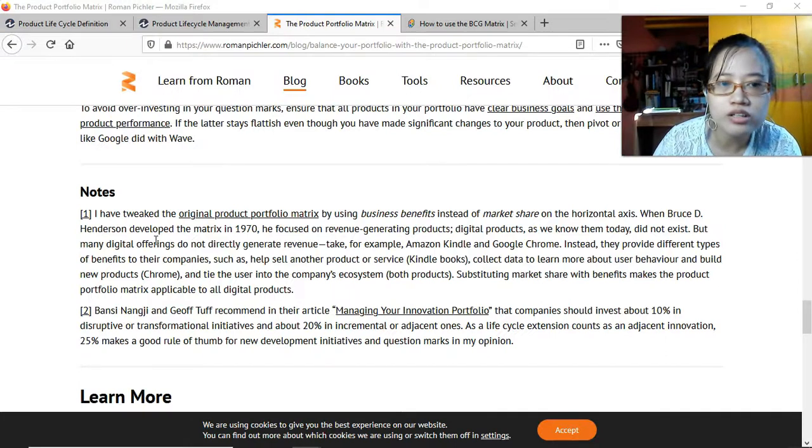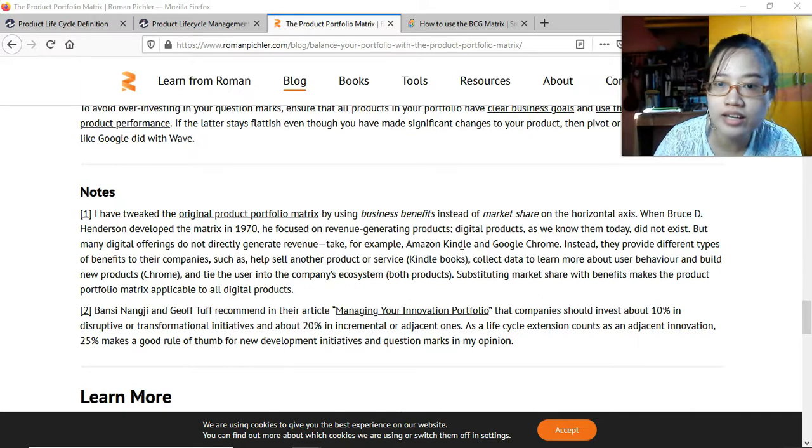Notes by the author. Hindi ito yung original product portfolio matrix. Ang ginamit niya dito ay business benefits instead of market share on the horizontal axis. Okay. When Bruce Henderson developed the matrix in 1970, he focused on revenue-generating products. Digital products, as we know them today, did not exist, and the focus here by the author are digital products, right? But many digital offerings do not directly generate revenue.